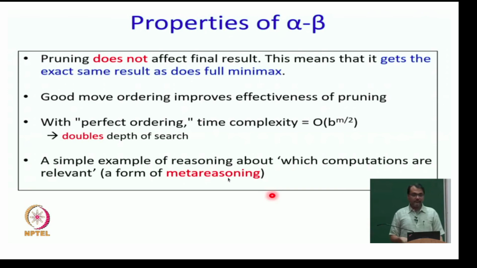A simple example of reasoning about which computations are relevant, a form of meta reasoning. Okay, so what is meta reasoning? Meta reasoning is reasoning about reasoning. So the algorithm is thinking, finally thinking, and then it will take some action. So this is the meaning of meta reasoning.